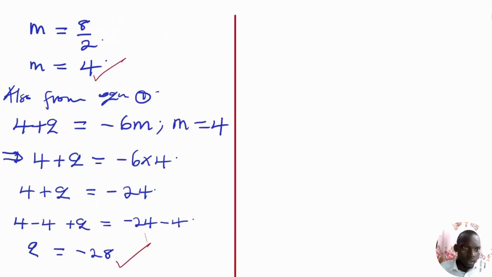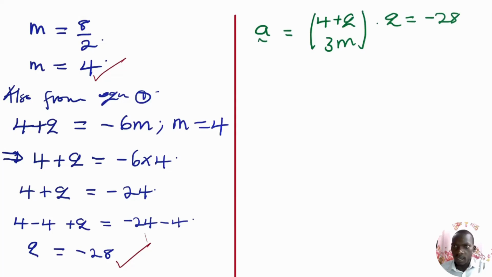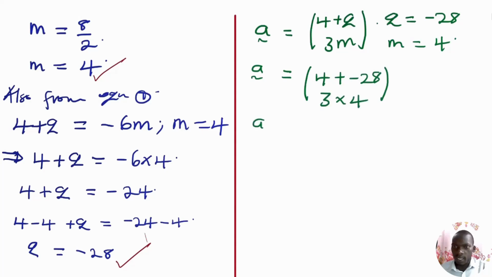So let's go ahead. They said, and hence find the magnitude of A. Remember, our vector A equals 4 plus q, then 3m. So let's substitute in q equals negative 28 and m equals 4. We first obtain this vector: 4 plus q, which is negative 28, then 3 multiplied by 4, because our value of m is 4. So vector A equals 4 plus negative 28, which is negative 24, then 3 multiplied by 4, which gives 12. So we have our vector here.